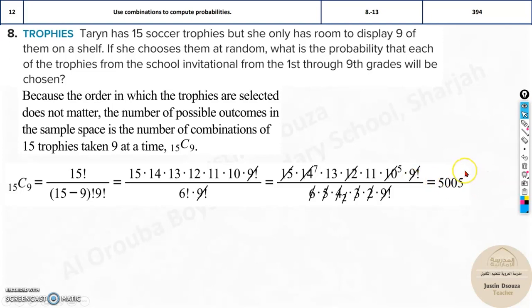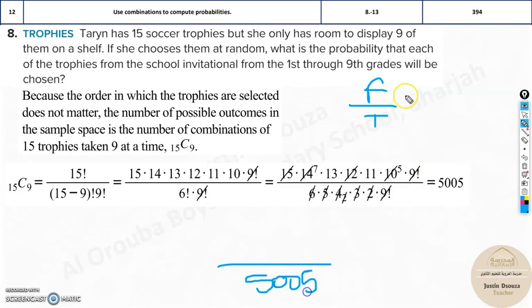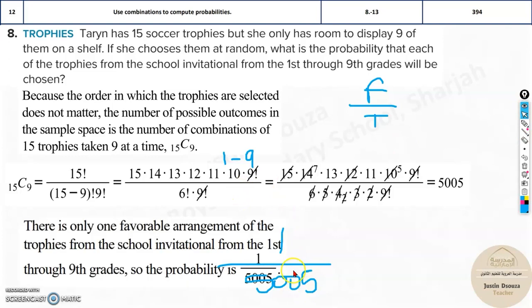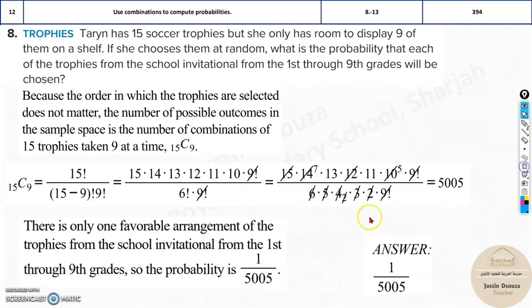Now this 5,005 is not the answer. This is the total possibilities. We know probability is always what? Favorable outcomes divided by total possibilities. So this goes in the denominator. 5,005 is the total. What are the favorable outcomes? The favorable outcome is 1 to 9, so this is only 1. So 1 to 9 must be selected. It's only one possibility. So your probability is 1 by 5,005. That is the answer.